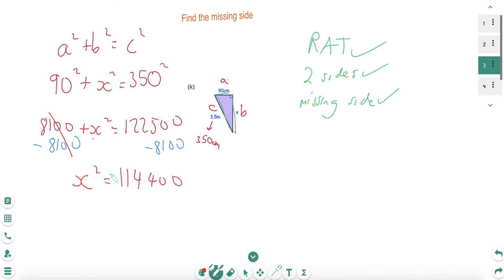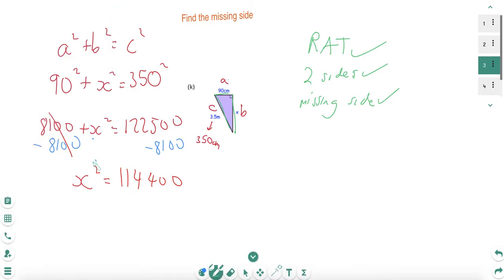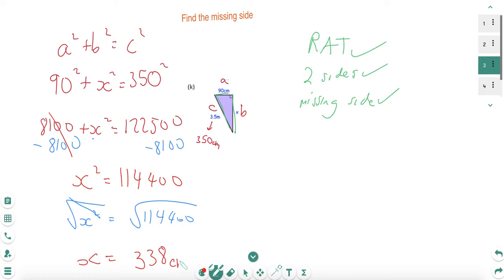114,400. All right. To get rid of the square, we must square root both sides because the opposite of squaring is square rooting. So we're going to square root both sides. So the square and the square root cancel out. Boom. Leaving us with just x is equal to the square root of 114,400, which is 338 cm. Great. So x, our unknown, is 338 centimeters, and that's our answer, guys.